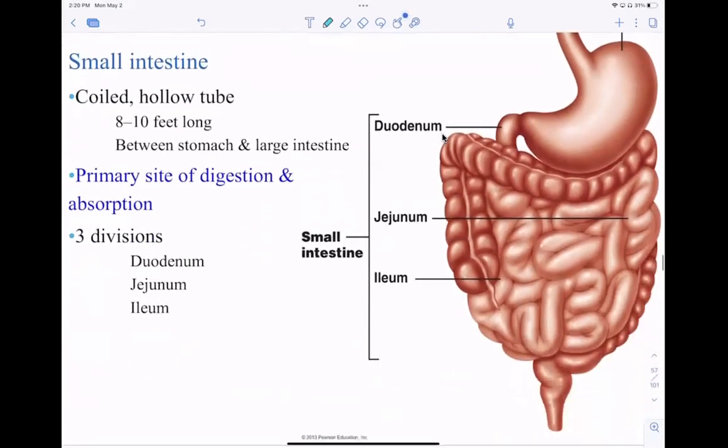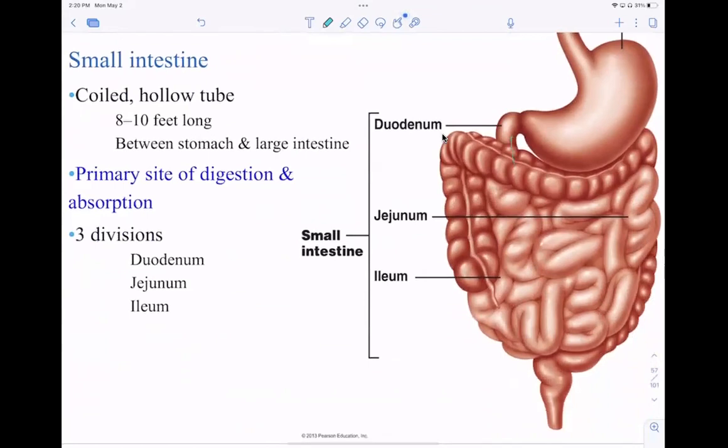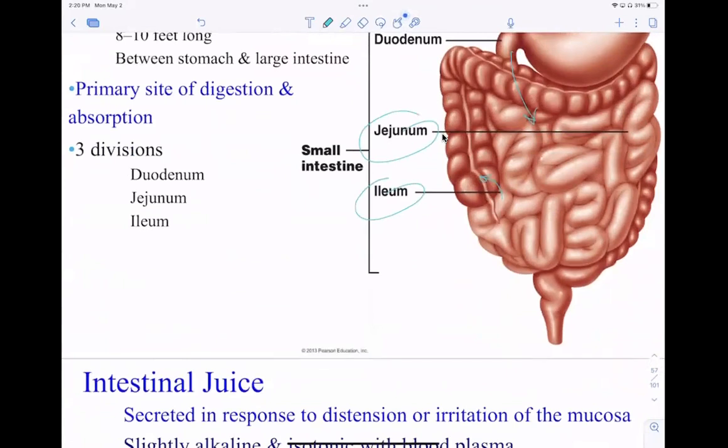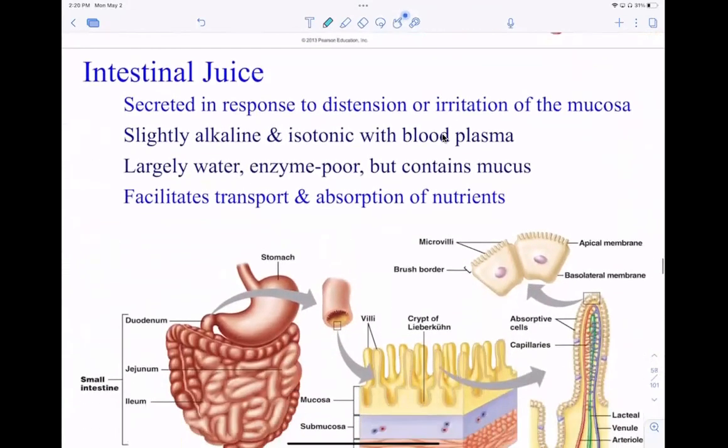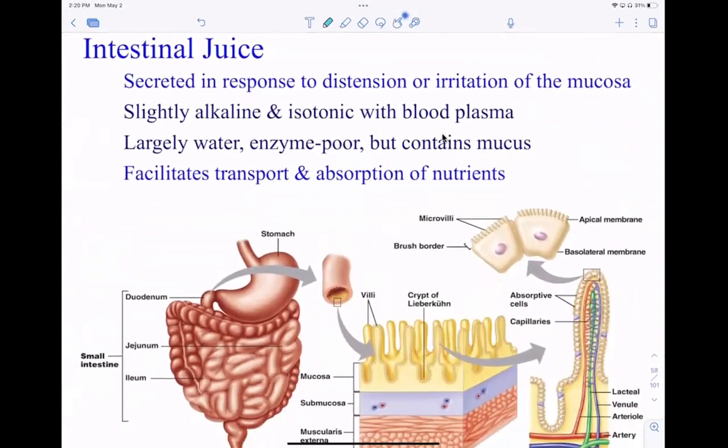And so again, you have the duodenum. It's retroperitoneal, but then it kind of pokes forward and becomes the jejunum and ileum. This is where all the absorption of nutrients is going on, and then eventually the small intestines become larger, and we call it the colon. So intestinal juices are secreted in response to distension or irritation. And these juices are going to facilitate transport and absorption of nutrients. So that's different than the bicarbonate and the enzymes.